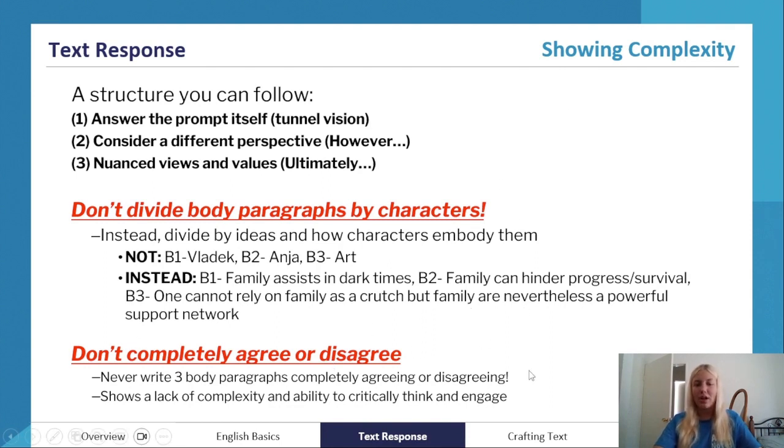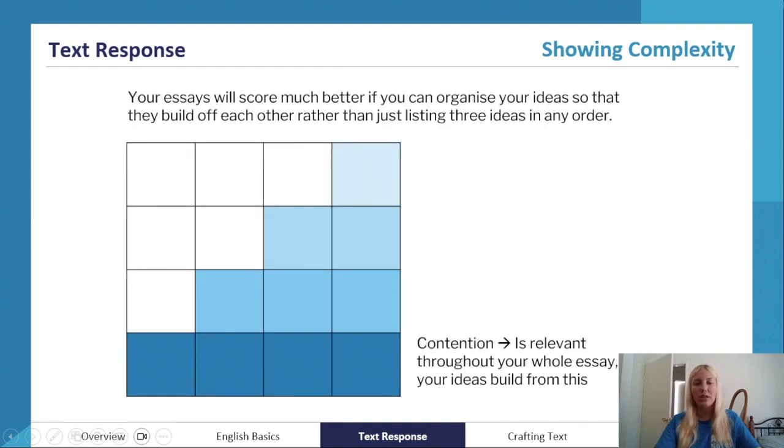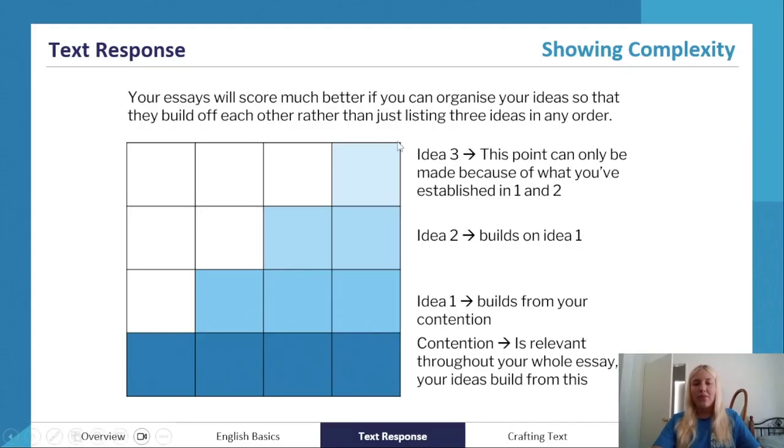Remembering just a couple of tips that I've already mentioned. Essentially, what you need to be thinking about is that your ideas need to be building off of each other. So, idea one, which is your first argument, should be just something building from your contention, probably your most simple one. Your idea two should be an argument that you can only make after your first body paragraph, an argument that you can only make because of what you said and proved with your first topic sentence. So it's stemming from your first topic sentence, your second one.